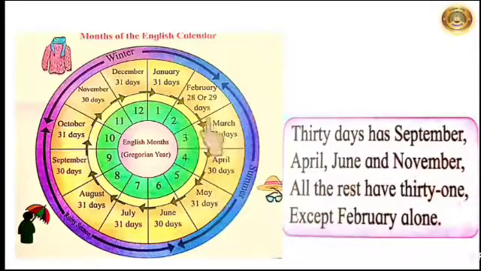Means January, March, May, July, August, October, December all have 31 days. Means you just have to remember these 4 months that have 30 days. And February is a special month. It has 28 or 29 days. So this poem will help you to learn the number of days easily.